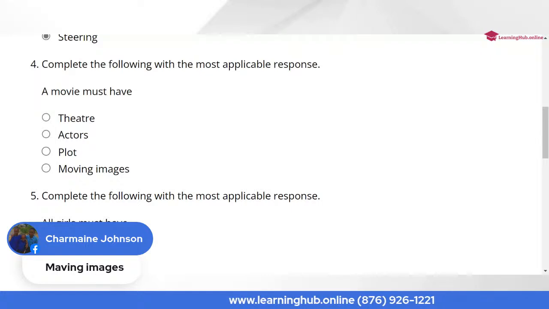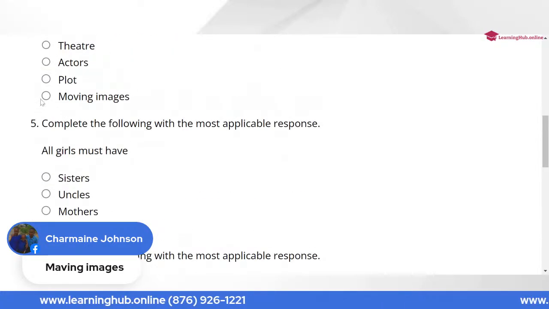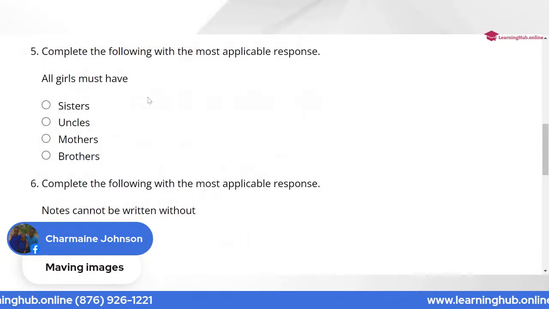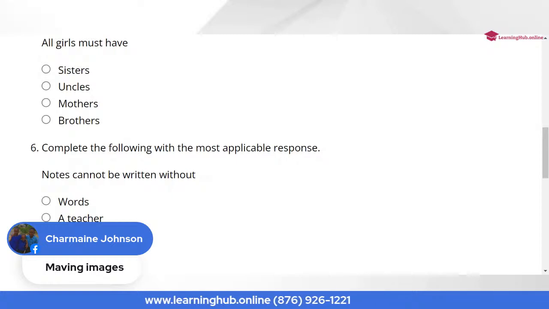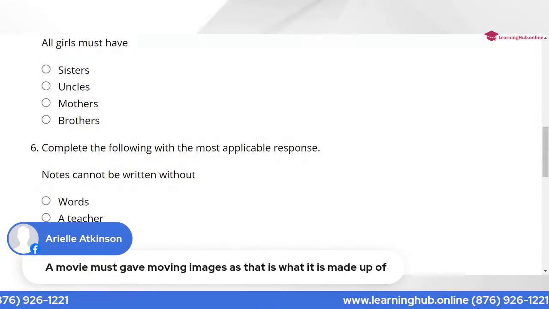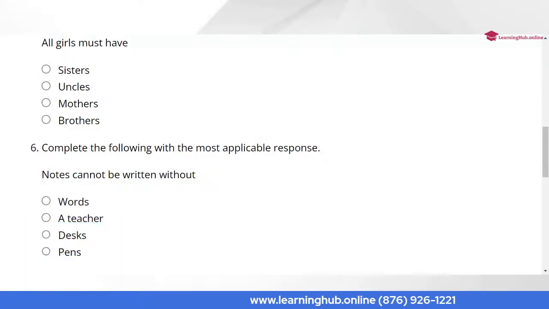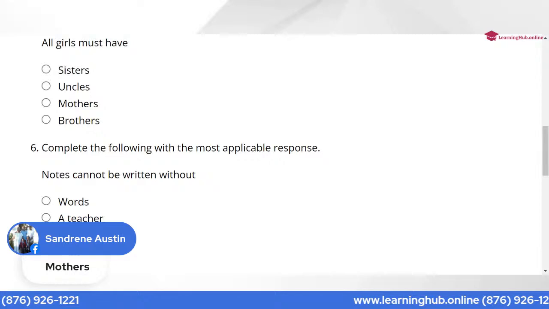All right. Let's look at another one. All girls must have... All girls must have sisters, uncles, mothers, brothers. What is it that all girls must have?